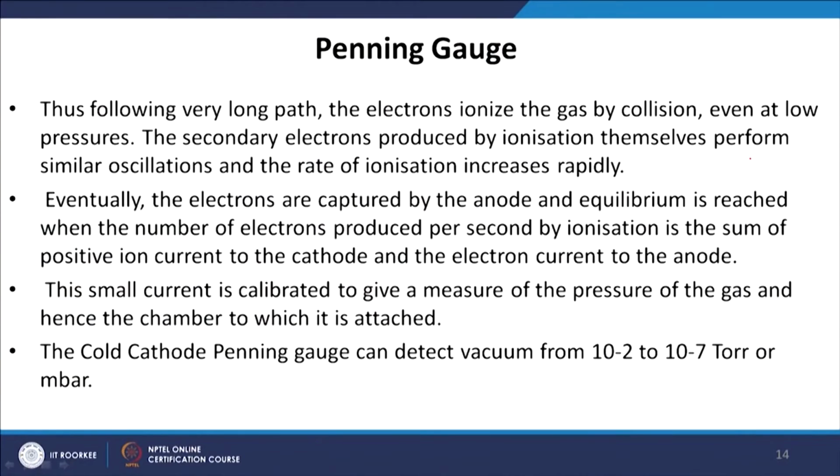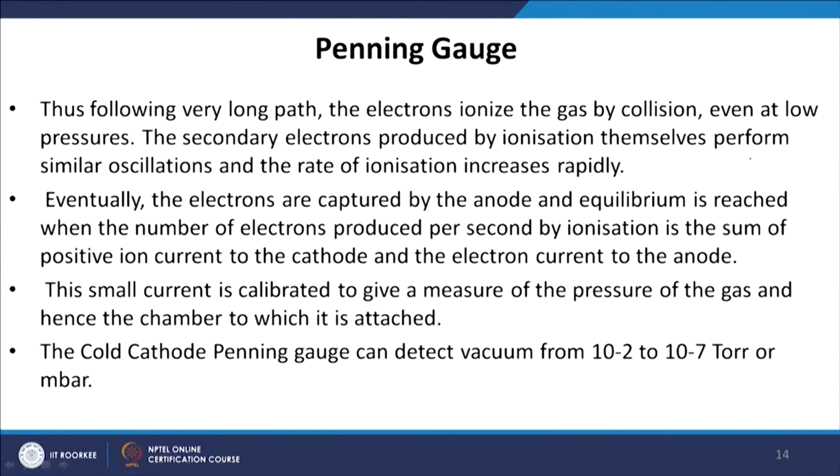Eventually, the electrons are captured by the anode and equilibrium is reached when the number of electrons produced per second by ionization is the sum of the positive ion current to the cathode and the electron current to the anode. An equilibrium will soon be reached, because the total amount of current flowing from the cathode to the anode will be equal to the amount of current produced due to the ionizations. So, both of them will be equal, then we will reach an equilibrium.